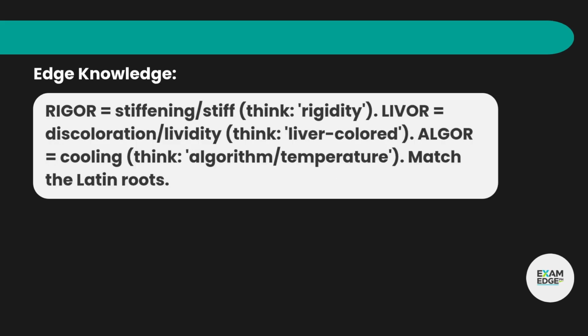Edge knowledge: Rigor equals stiffening, stiff. Think rigidity. Livor equals discoloration, lividity. Think liver colored. Algor equals cooling. Think algorithm, temperature. Match the Latin roots.